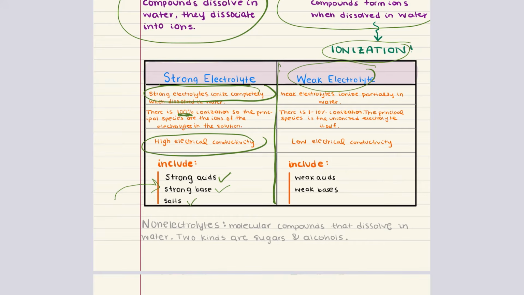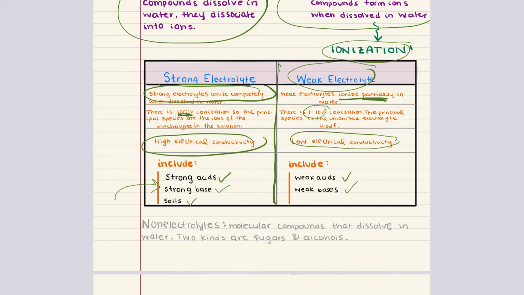They will only partially ionize in aqueous solution. So that means there's approximately 1 to 10 percent ionization that happens, this is a rough approximation. And the principal species is the un-ionized electrolyte itself. What this results in is low electrical conductivity. And you can identify weak electrolytes as weak acids and weak bases. Now, we also can't forget about our non-electrolyte category.